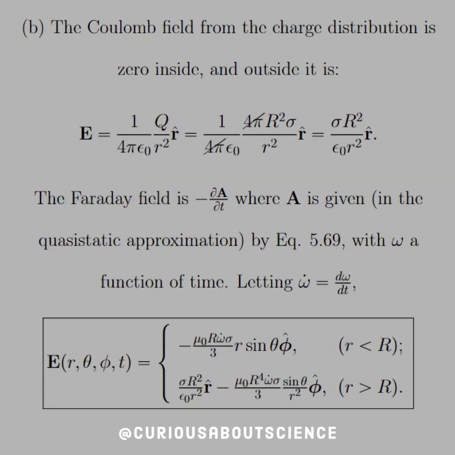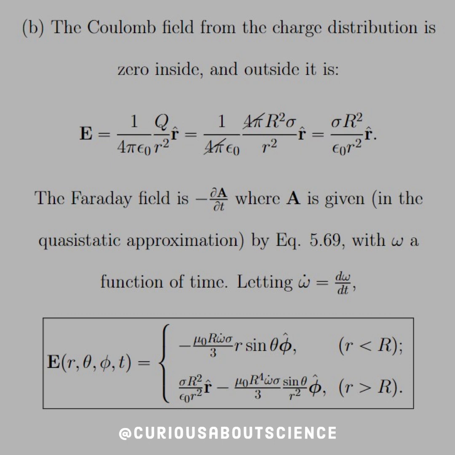All right, so now for part B, the Coulomb field for the charge distribution is 0 inside and outside, with Q enclosed. What we see here is that Q is equal to 4 pi R squared sigma, over little r squared. That was given, but the sigma has to be applied to the surface, and the surface area of a sphere is 4 pi R squared. Anyways, the 4 pi's cancel. We're left with sigma R squared over epsilon r squared in the r hat direction.